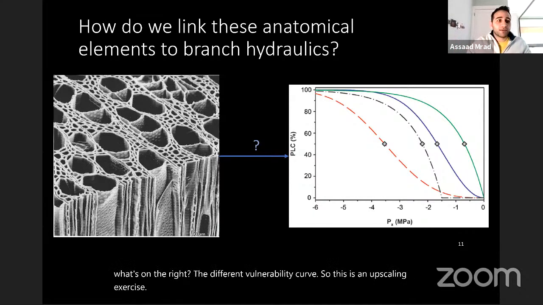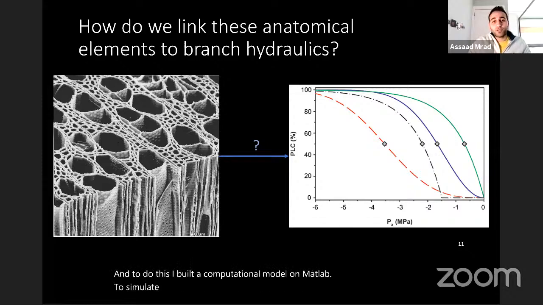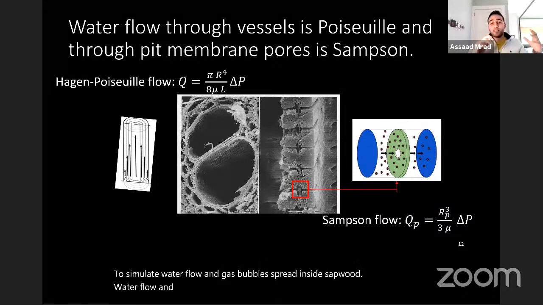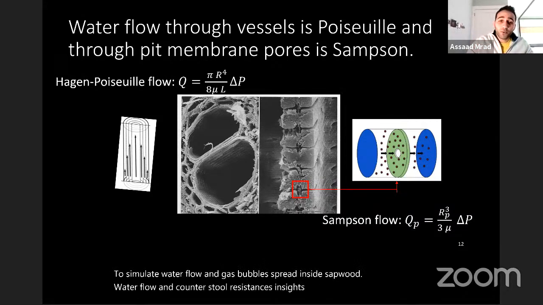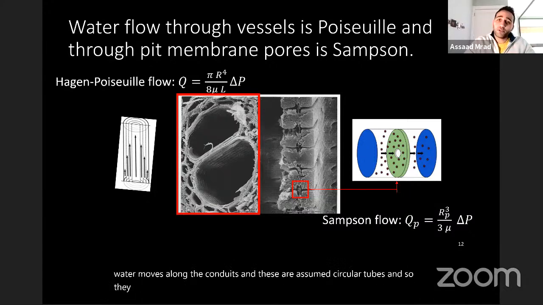And to do this, I built a computational model on MATLAB to simulate water flow and gas bubble spread inside sapwood. Water flow encounters two resistances inside sapwood. As mentioned before, water moves along the conduits, and these are assumed circular tubes. And so this type of flow is described using the Hagen-Poiseuille equation.